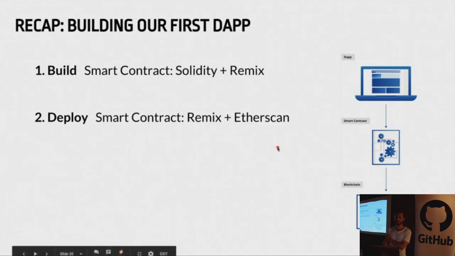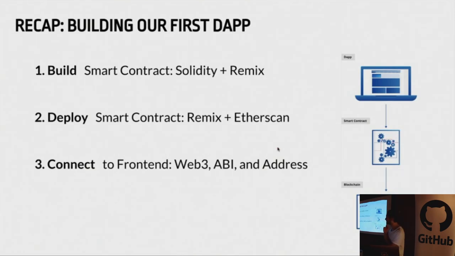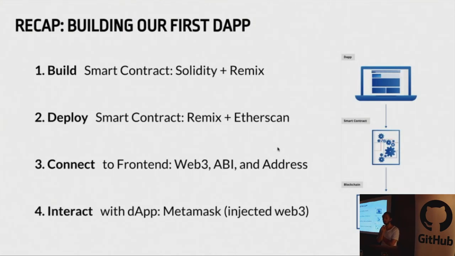It's really interesting. Then we have to connect it to our front end and use Web3, something called the ABI, and the address of the contract. And lastly, to interact with our decentralized apps, we use MetaMask. There are other tools you can use, but I chose MetaMask, which is this injected Web3 that I talked about. And that's all. This is how you build your full stack decentralized app.